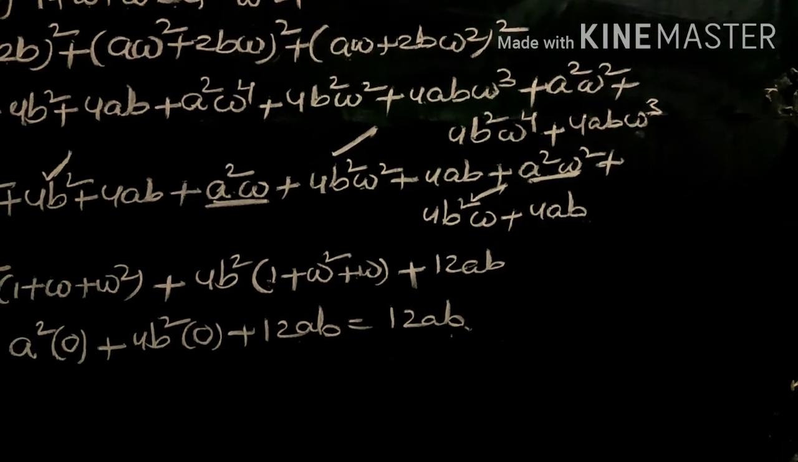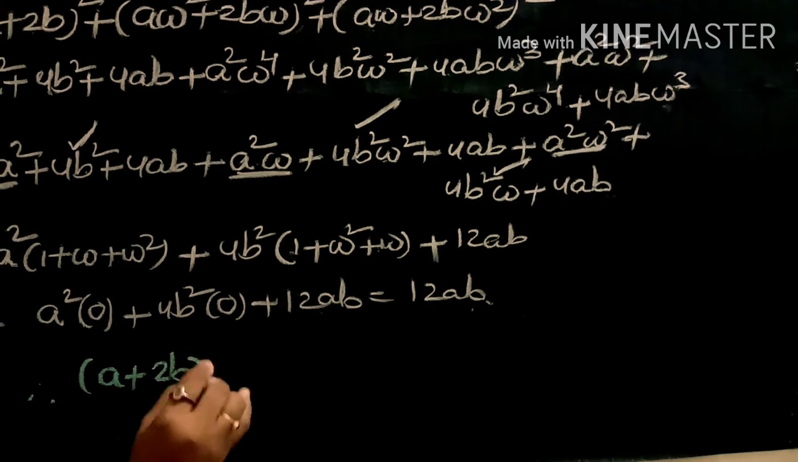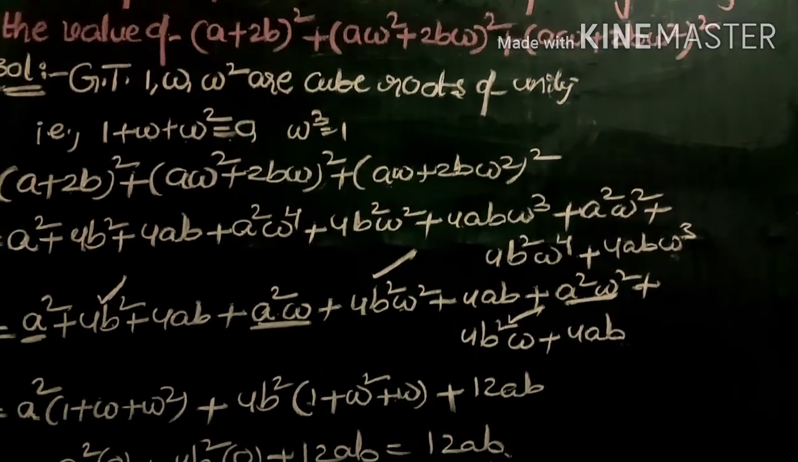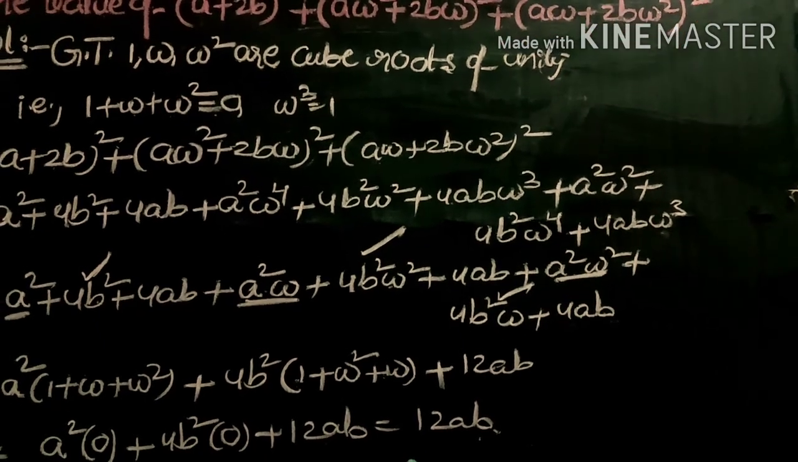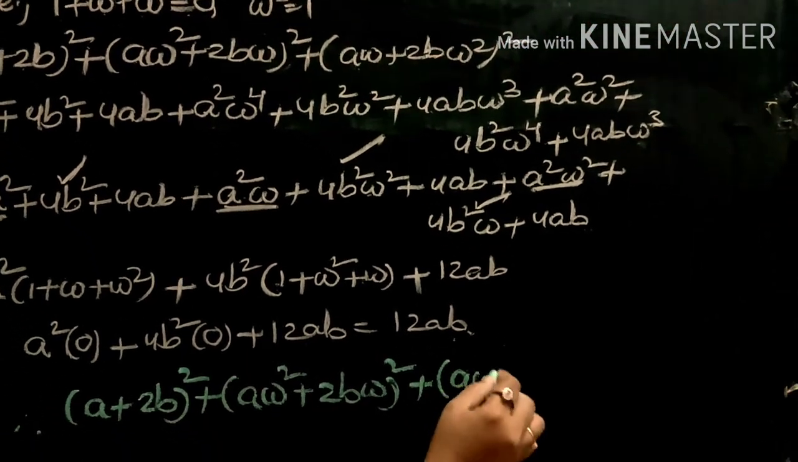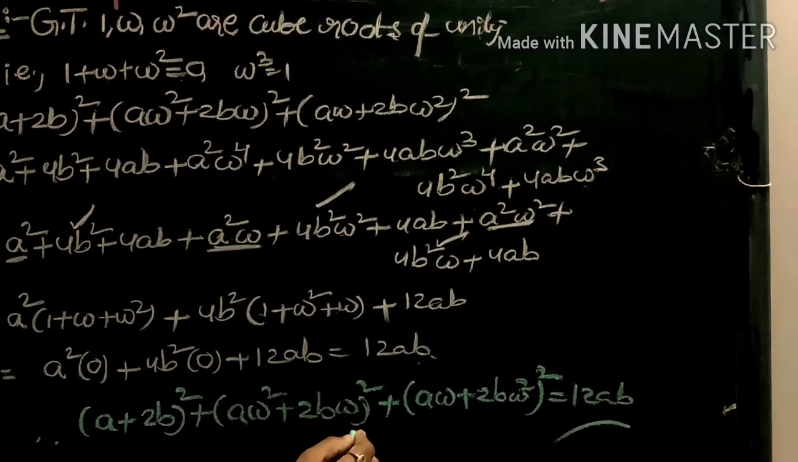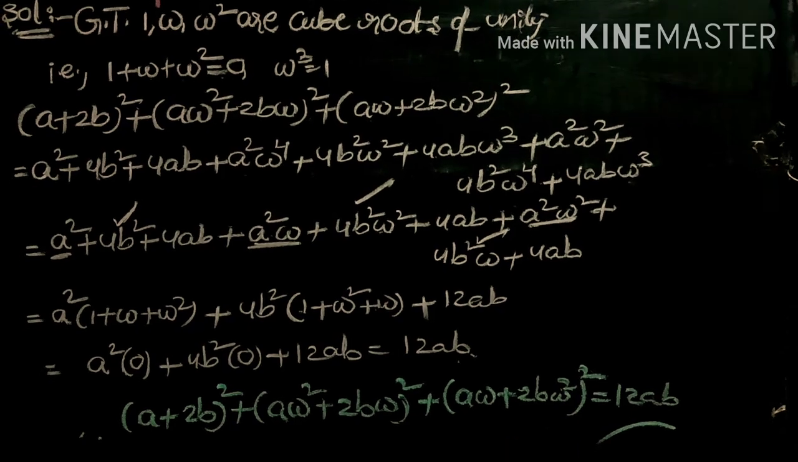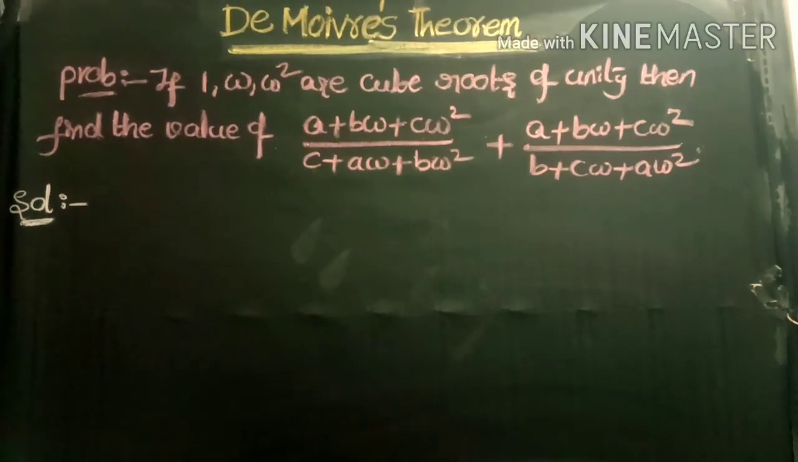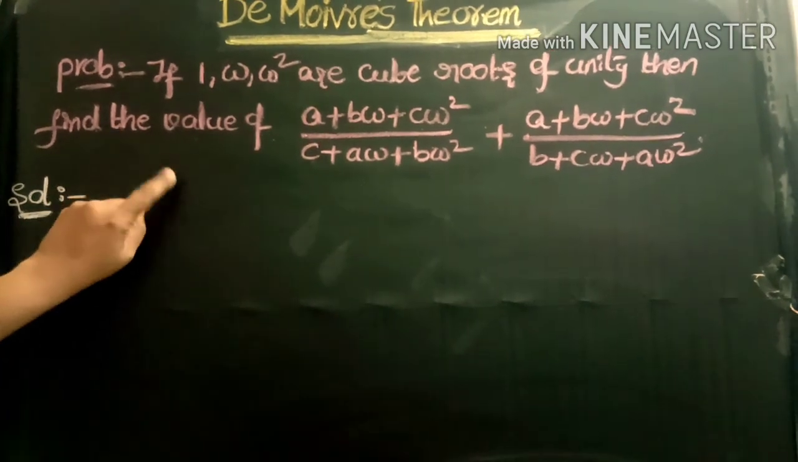12ab. Therefore, the answer is, a plus 2b whole square plus a omega square plus 2b omega whole square plus a omega plus 2b omega whole square plus a omega square plus 2b omega whole square plus a omega plus 2b omega square whole square is equals to 12ab. That's all. Next problem.